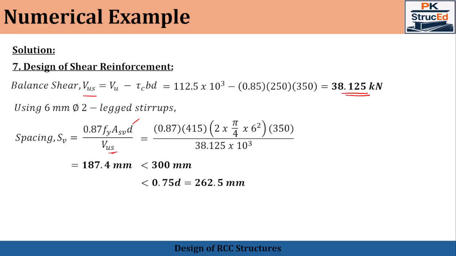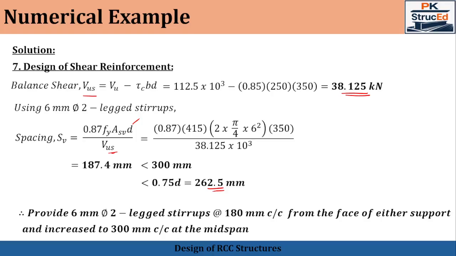0.75 into 350, we are getting the value as 262.5. So this satisfies both the cases. Let us assume 6 mm dia two-legged stirrups at 180 mm centers, less than this one to be provided, some whole number. So we are providing 180 mm centers from the face of either support and then increasing it to 300 mm centers at the midspan, as shear will be maximum at the supports whereas minimum at the midspan area.